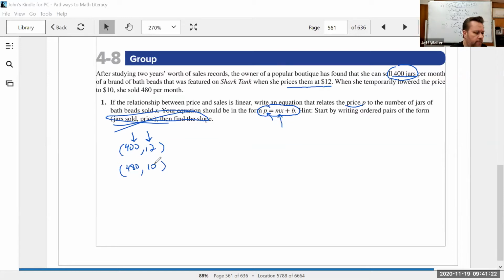Which kind of makes you think about what that means in the real world. If the price of something decreases, wouldn't that very often lead to more of them being sold? That's one reason why people lower the price, is to clear their inventory. Can you take a minute, figure out what this slope is?